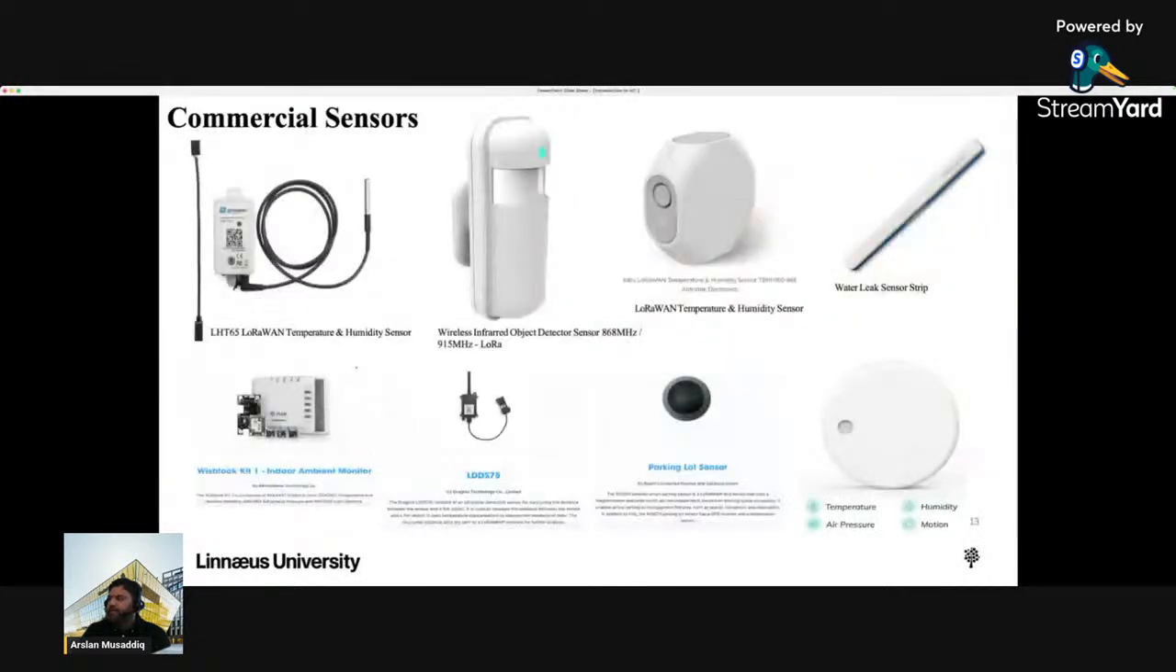And these are some of the commercial sensors. I pasted these images just to give you an idea of how commercial sensors look, because in the industry we want more accurate, reliable, and efficient sensors, and we want to just install them and have them up and running. So they are a little bit expensive, but often more accurate and more efficient.